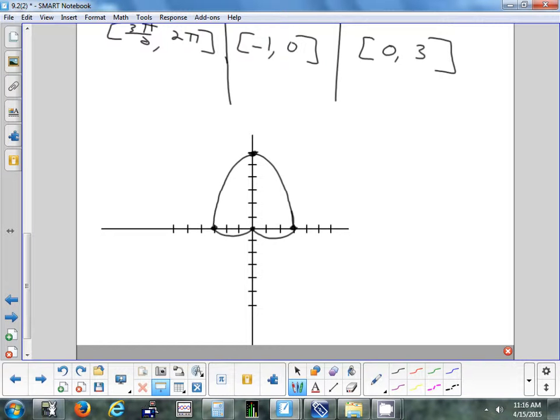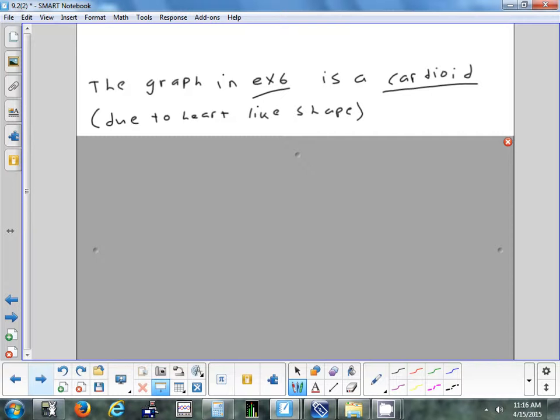Okay, and what shape does that kind of look like upside down? Yeah, a heart. And that's where it gets its name from. Okay, that's called a cardioid, because it looks kind of like a heart. Okay, I'll sketch it on the calculator to show you how to do it. But we're going to get the same picture we just drew. Okay, so that's called a cardioid.